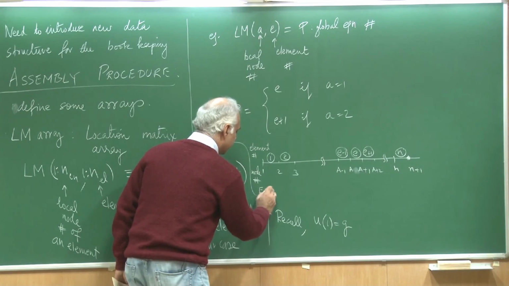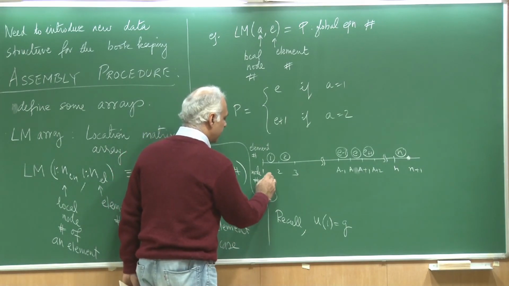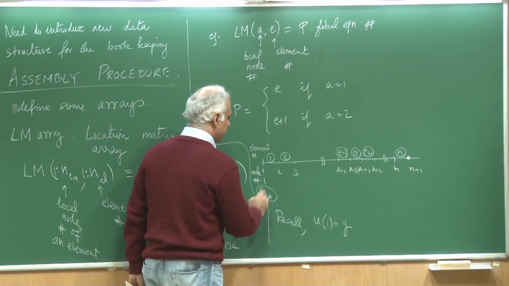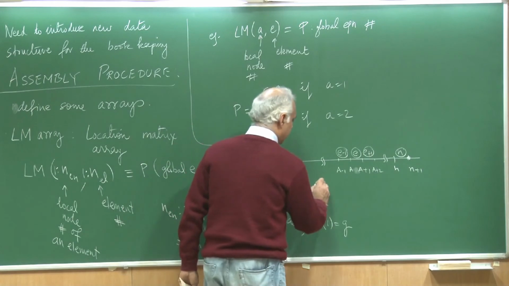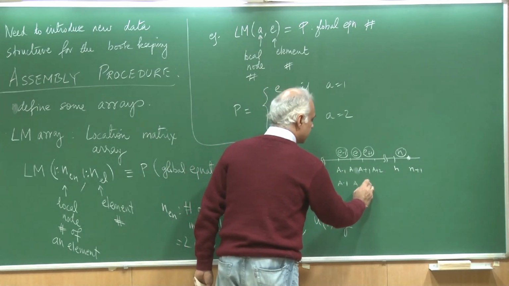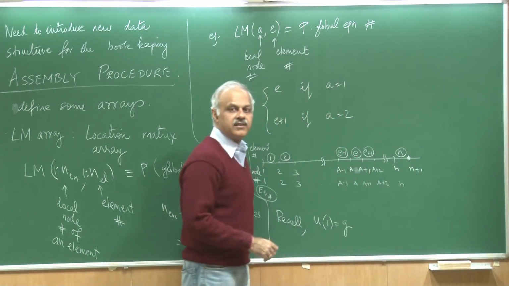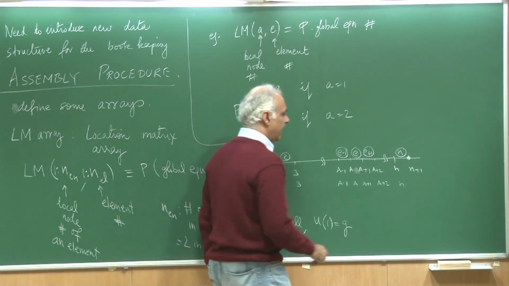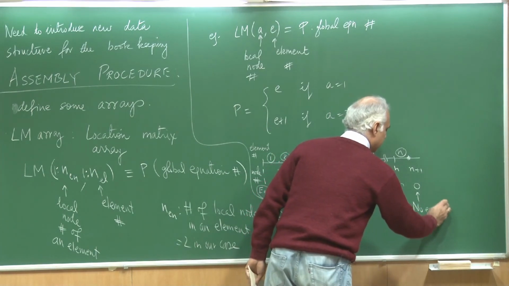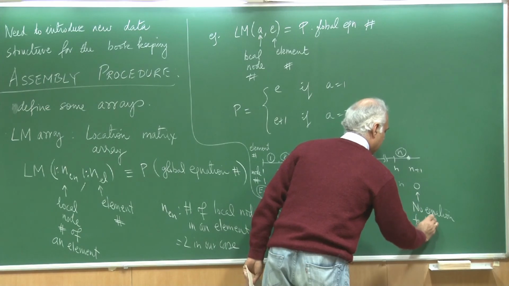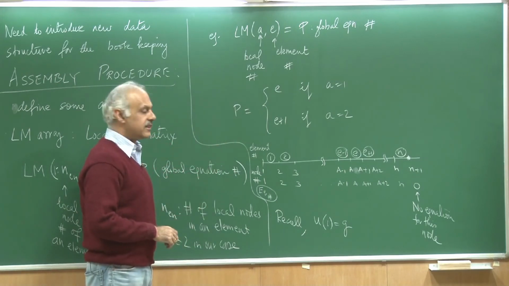So, let me write down the equation numbers. This node 1 I can assign an equation number 1, node 2 I can assign an equation number 2, node 3 I can assign equation number 3, and in fact I can just copy the node numbers as equation numbers except the last one where there is no equation number, and I will put 0. No equation for this node.